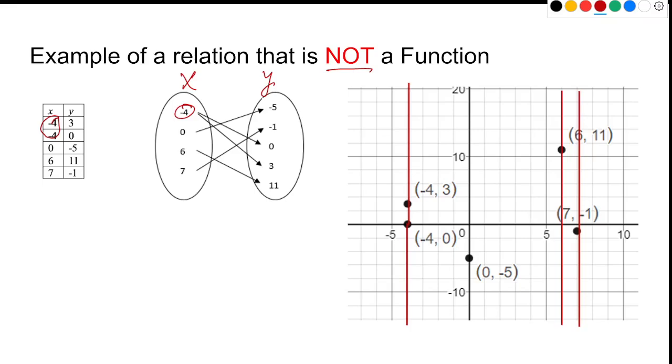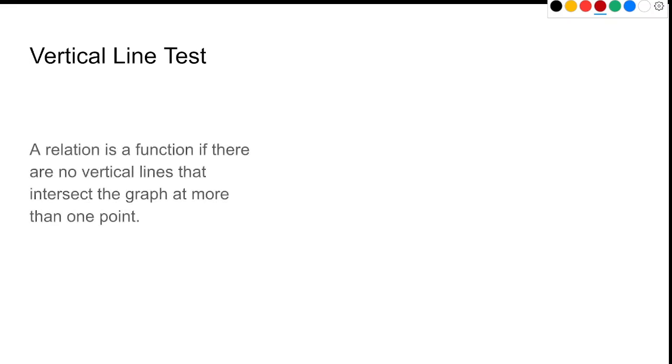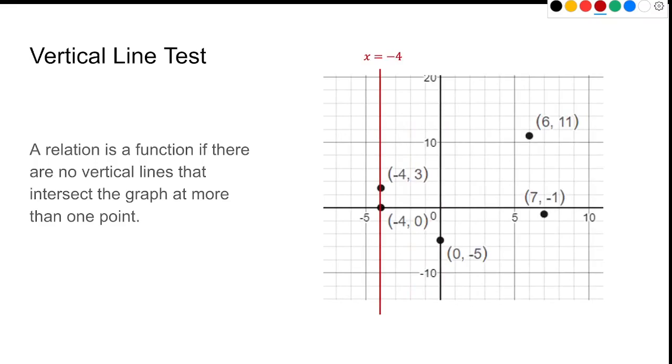That's not a function. So what we're going to do is build on this and come up with a rule, a visual way of telling whether something is a function or not. So there's this thing called the vertical line test. If we look at the graph of a function, we can tell whether or not it's a function if there are no vertical lines that intersect the graph at more than one point. Then it will be a function. But if it touches it in more than one place, it's not a function. So that's what our last one did. Here's our vertical line. It touches the graph in two places, not a function. So let me go back to here.